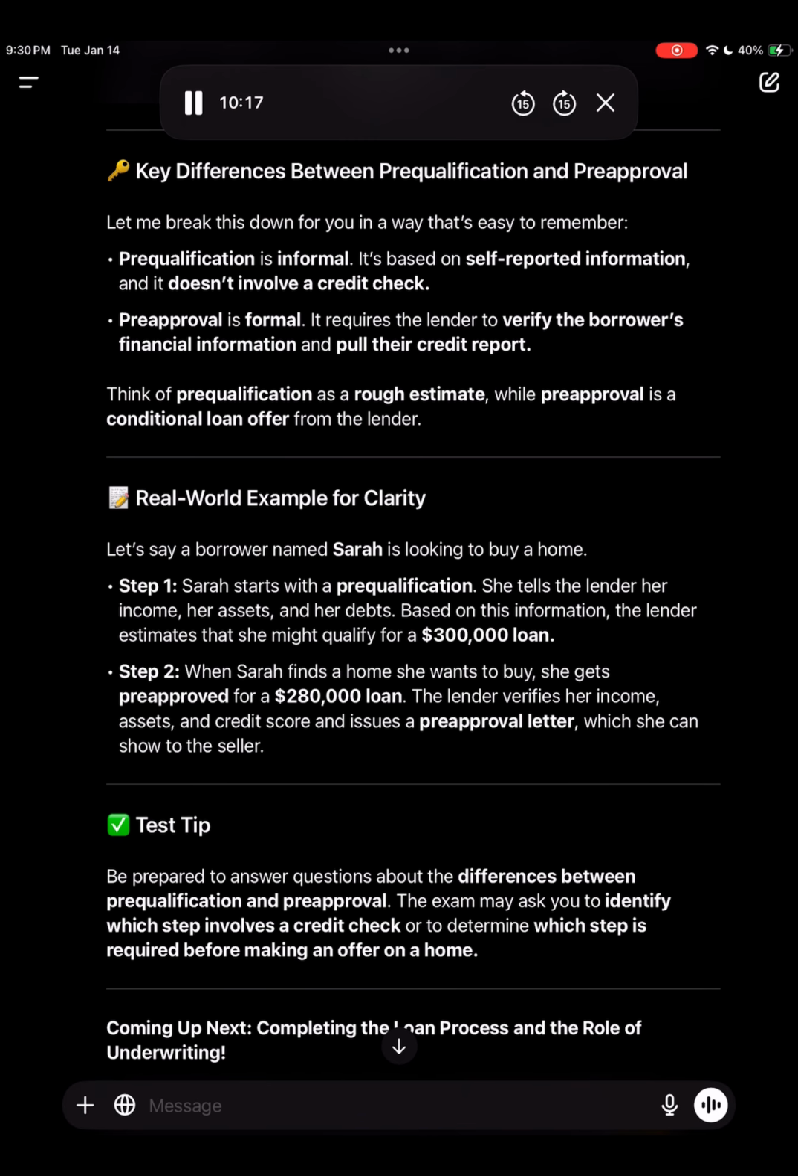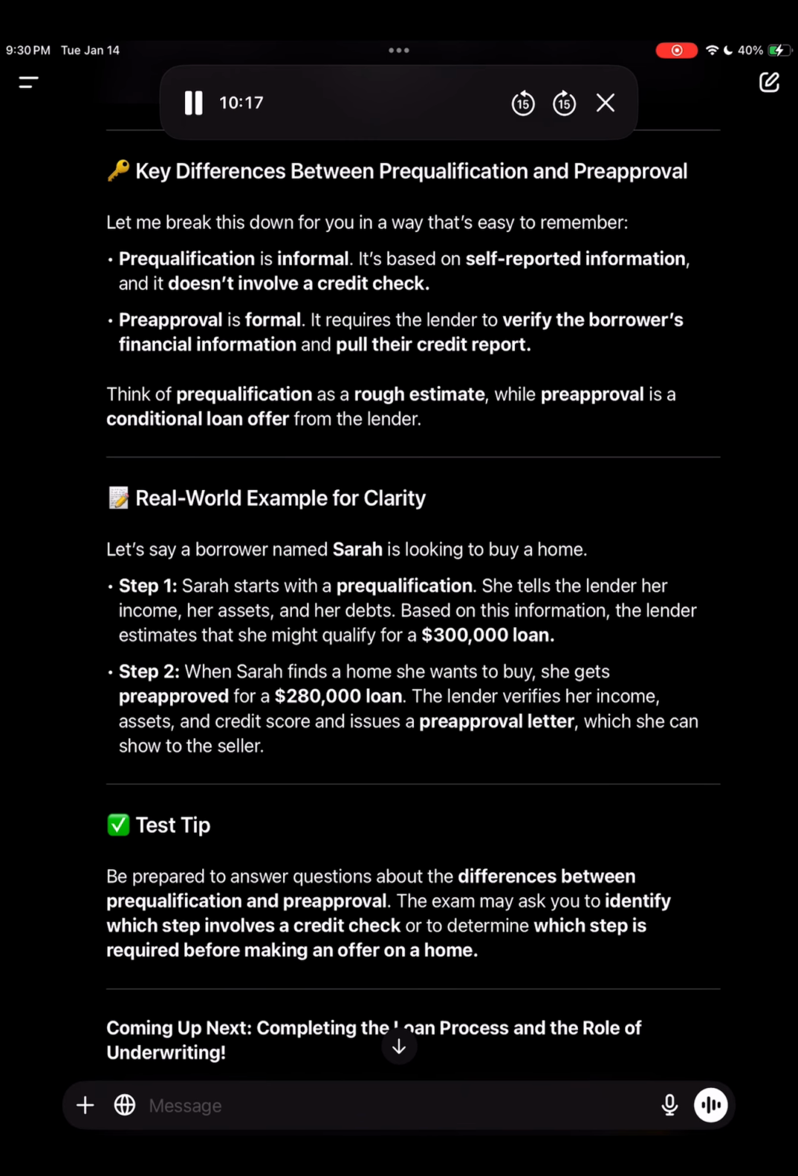Once the borrower submits their loan application, it's time for processing, underwriting, and appraisal, all leading to the Clear to Close, CTC. Let's break down each of these steps. Step 1. Processing the loan application. The loan processor is responsible for gathering and verifying the borrower's income, assets, employment, and credit history.